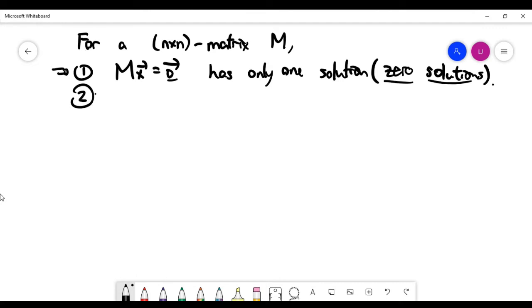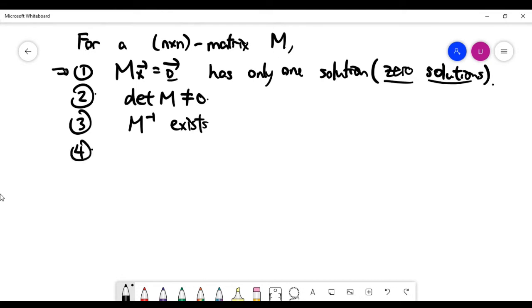In the case that for this system to have only one solution, it basically means the determinant of M must be non-zero. If you recall this fact, it's very good. These two conditions are basically equivalent. And if the determinant of the matrix M is non-zero, it is equivalent to the fact that M inverse actually exists. Or the other way to say is M is actually invertible, right? So all the three conditions here are equivalent to each other.